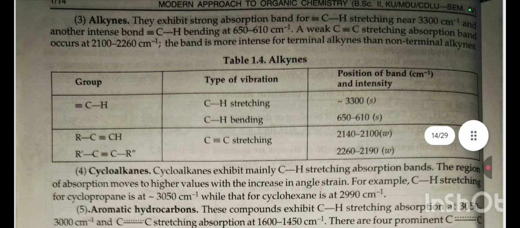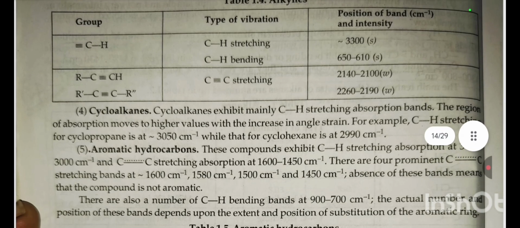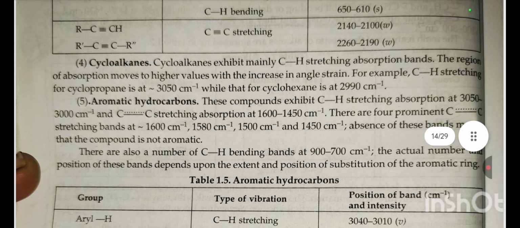Alkynes. They exhibit strong absorption bands for triple bond C-H stretching near 3300 cm⁻¹ and another intense triple bond C-H bending band at 650 to 611 cm⁻¹.